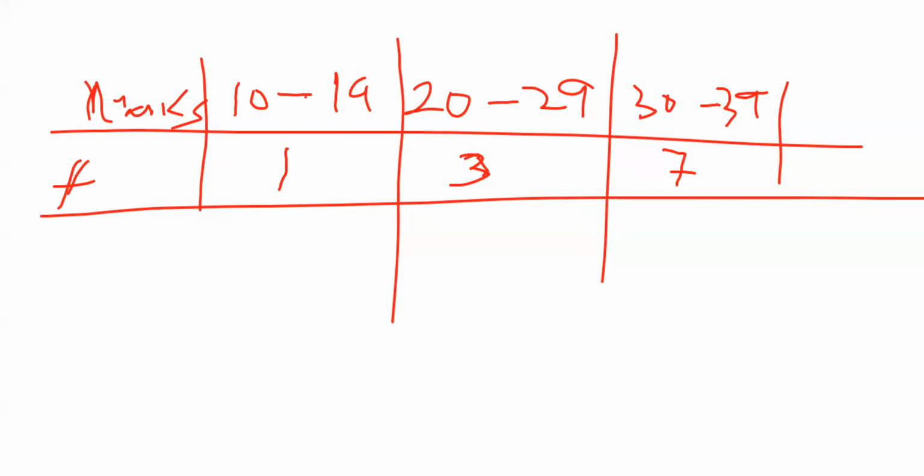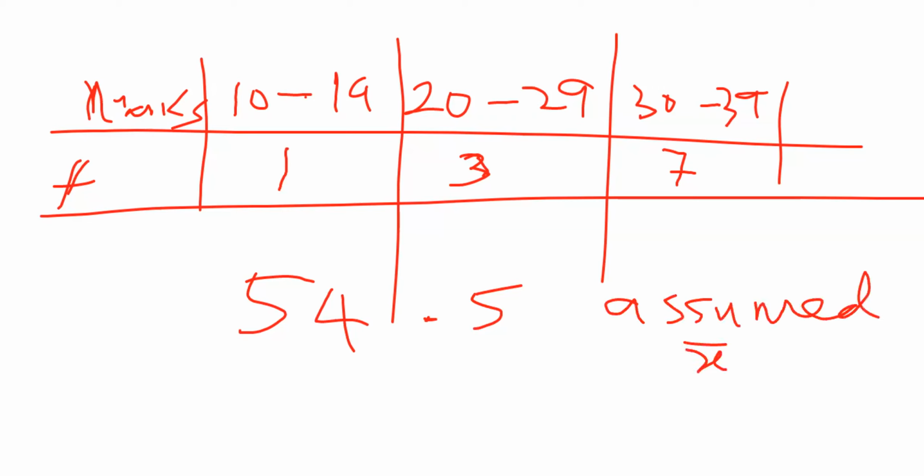The question now says, next line, using 54.5 as assumed mean, calculate Roman figure 1, mean mark. Roman figure 2, variance.